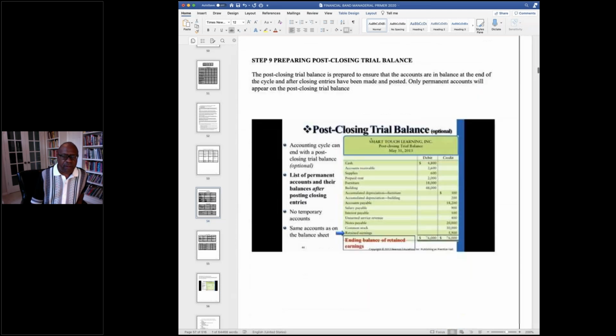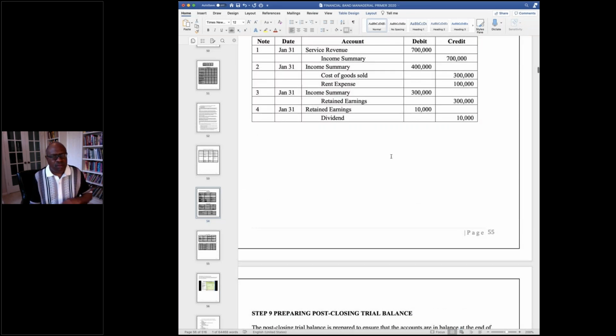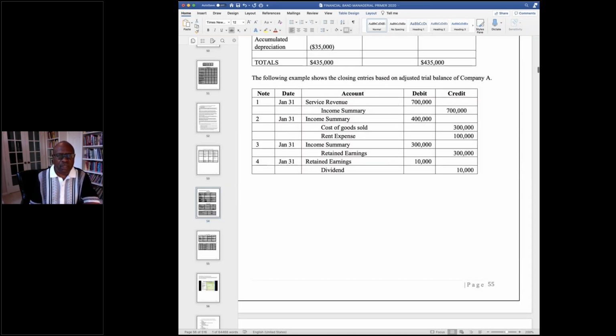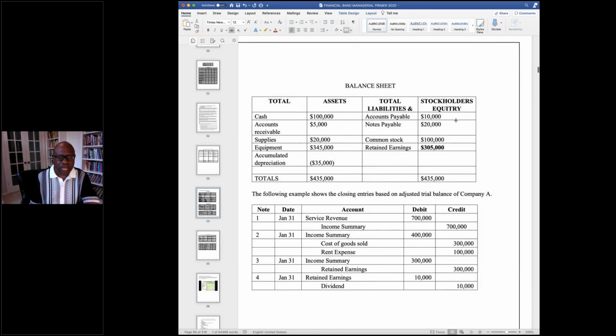It's the balance sheet accounts, except for the appreciation, things like that. They're going to be on the credit side. And we're going to balance out. So not a major thing. Post-closing trial balance. It's kind of synonymous with the balance sheet, except we're going to list the accounts separately.